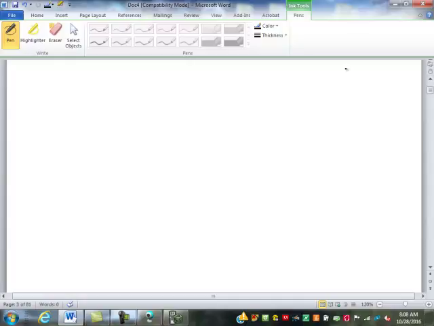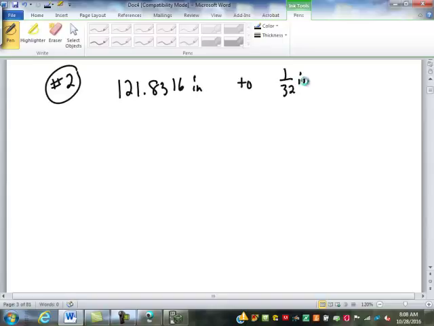Now, we have already looked at problems similar to number 2 on that sheet. Problems like number 2, you've got 121.8316 inches, and they want you to go to the nearest 32nd of an inch. So we just put the 121 on its own. We take the 0.8316, put it in over 1 to make it a fraction.